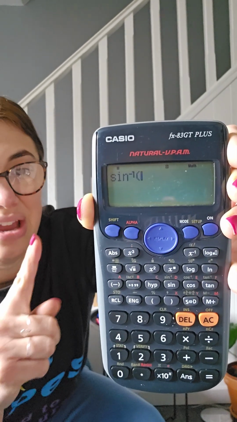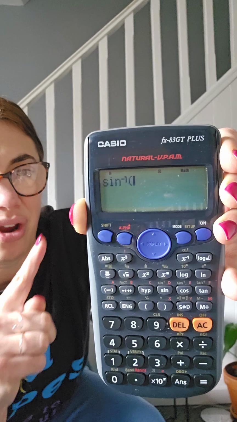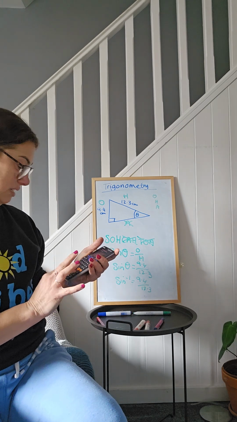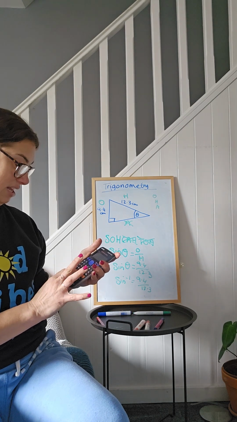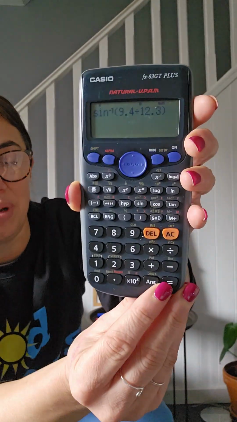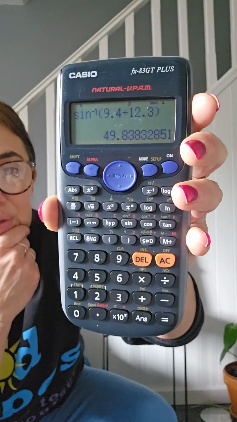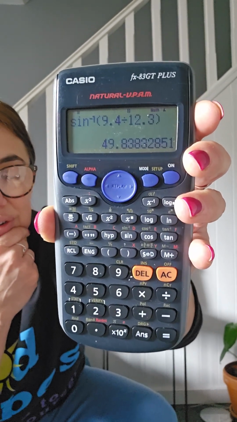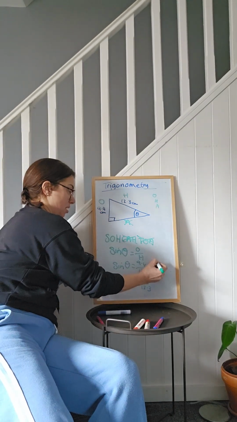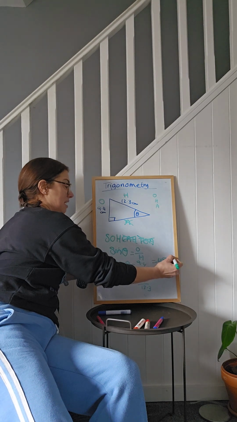Then I know some people would put fractions in, but I sometimes find the fraction buttons don't always work particularly well on the calculators when you're having to move the cursors around. Okay, so what I'm going to put in is the 9.4 divided by the 12.3, close my brackets. This is what it's going to look like on your calculator, and then I push my equals, which gives me 49.83832. Okay, so we're just going to do it to 1 decimal place. So if we look, that would be 49.8. Okay, so then my answer would be 49.8 degrees.